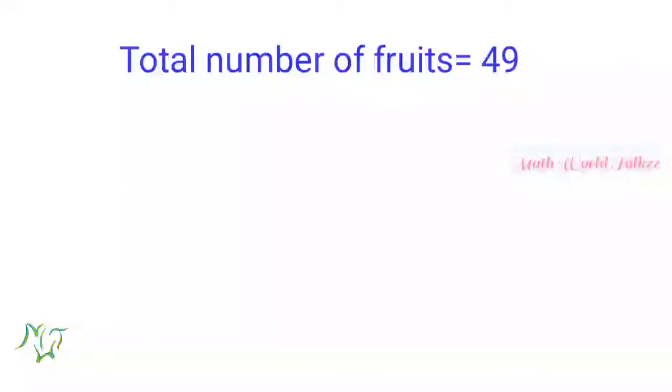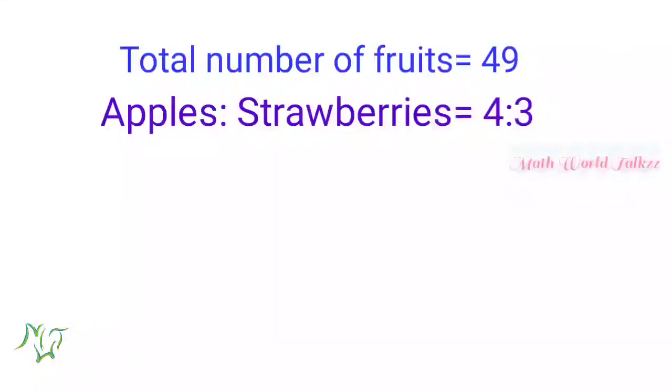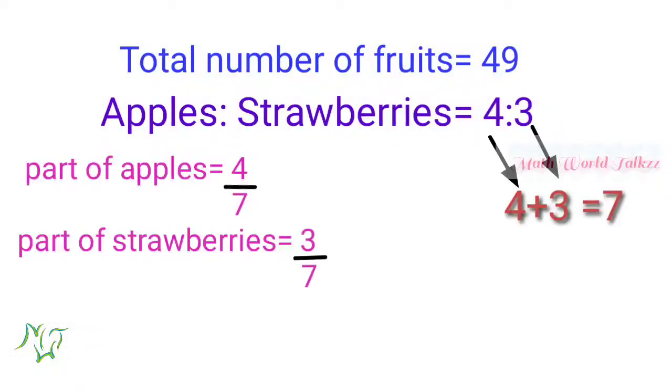If the total number of fruits is 49 and the ratio is the same, what should be the actual number of each fruit? First we write the part of each fruit. So the part of apples is 4 by 7. Then strawberries 3 by 7.